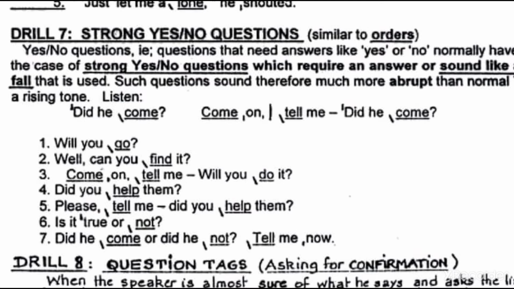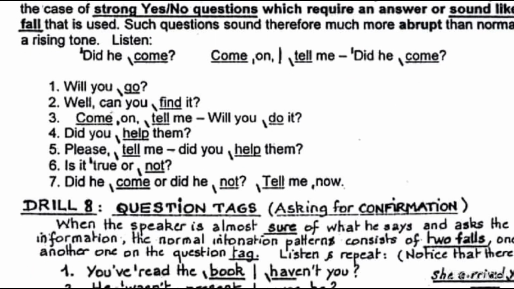We are going to read those examples once as normal. As you know, normal yes-no questions will have a rise in tone. But when they are strong, they will have a low falling tone. So if I'm asking a normal question, I will say, will you go? This is normal. But when I want to make it a strong yes-no question and order him or her, I will say, will you go? So here I make it falling. It has the form of a yes-no question, but I'm ordering him. It is an order. So the form is a yes-no question, but the intention is an order.